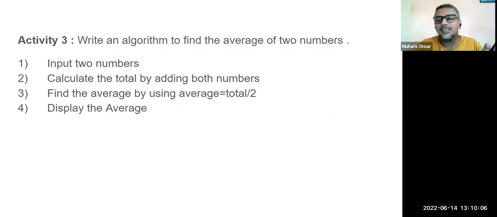The same thing, but we don't write the terms like process, output, inputs, right? So this is how you write an algorithm, the step by step process. Is that clear?